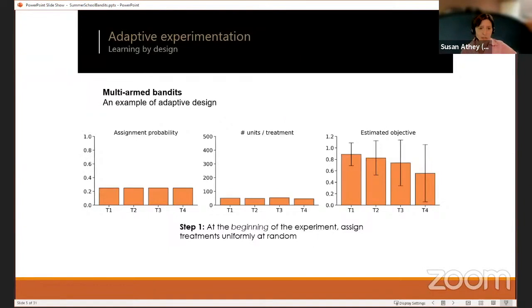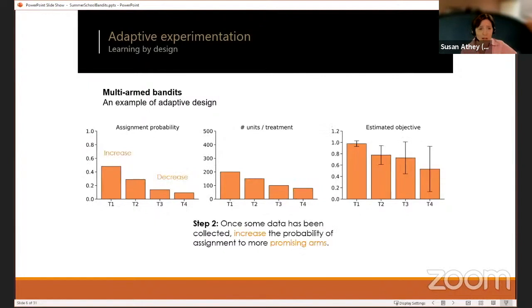So let's think about what happens in an adaptive experiment. That's called a bandit, or multi-armed bandit. In the first step of an adaptive experiment, you do pure randomization, and you would put the same number of observations into each treatment. But the difference comes as the experiment progresses. After some data has been collected, you can increase the probability of assignment to more promising arms.